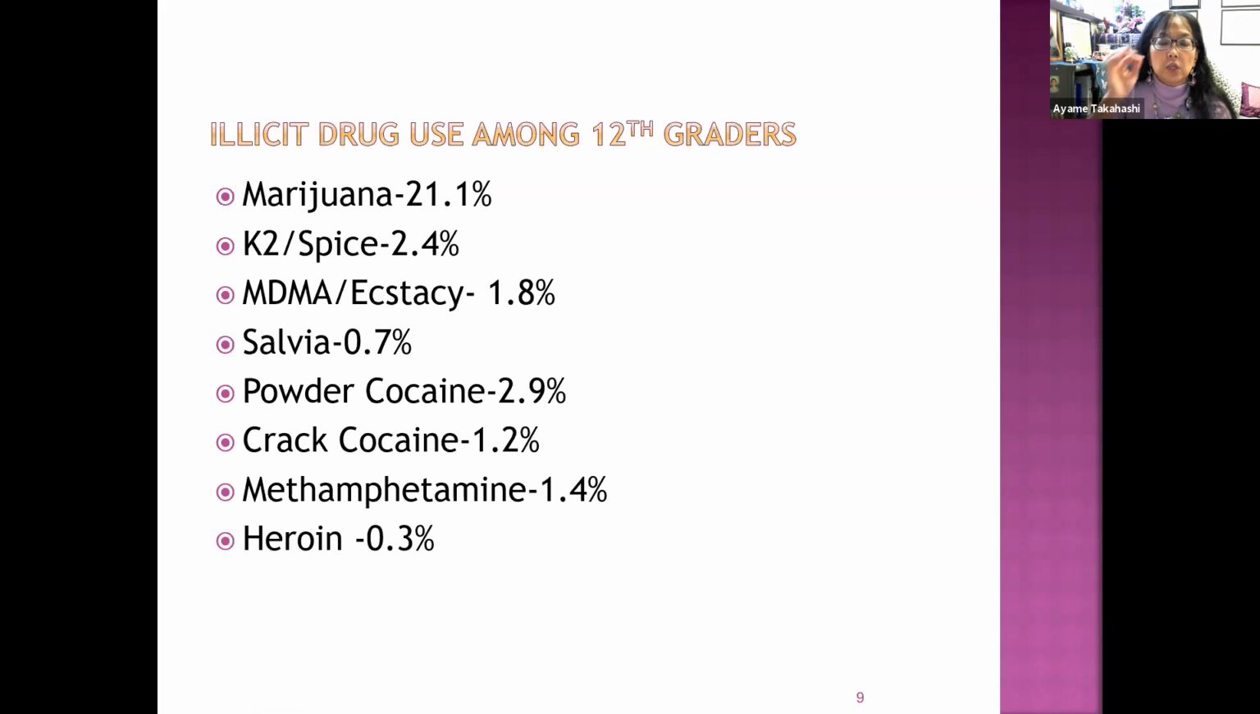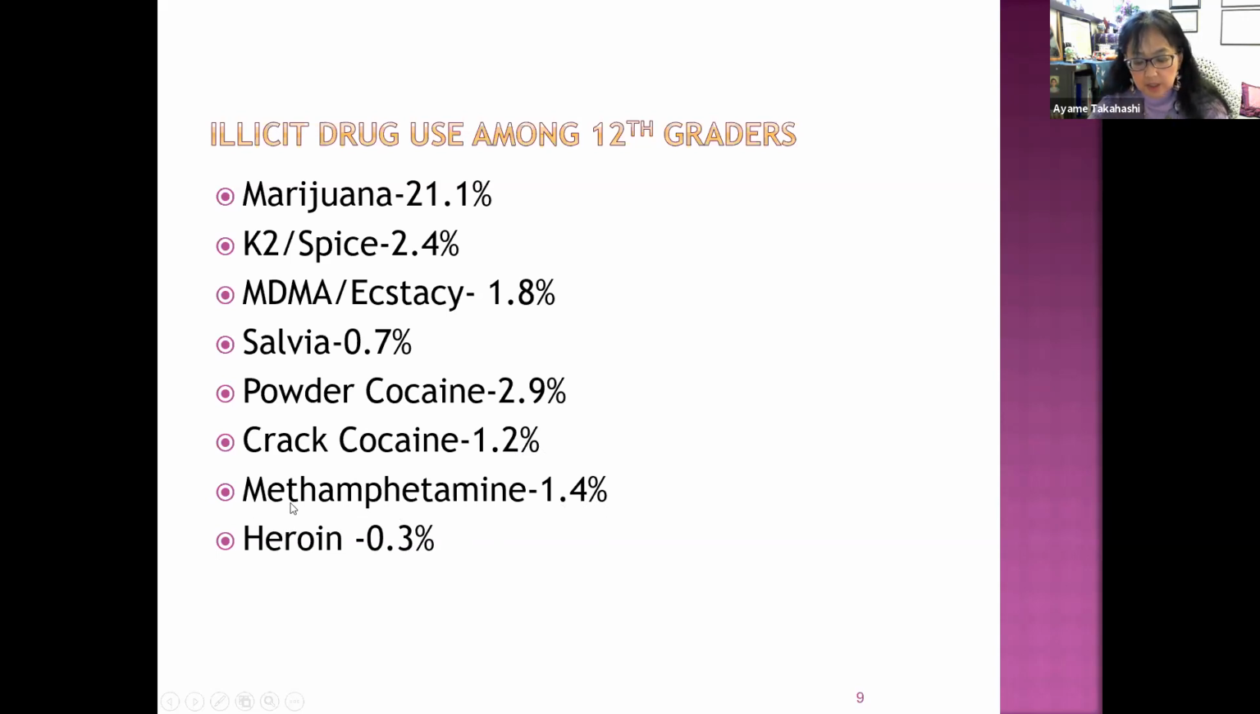And this is illegal drug use or illicit drug use amongst 12th graders. And again, the stats are for in the past year. So 21% in this particular survey, spice 2.4%, MDMA 1.8%, so about 2%. Powder cocaine close to 3%, crack cocaine about 1.2%, methamphetamine 1.4%, and then heroin 0.3%. So heroin use among teenagers is still pretty low.